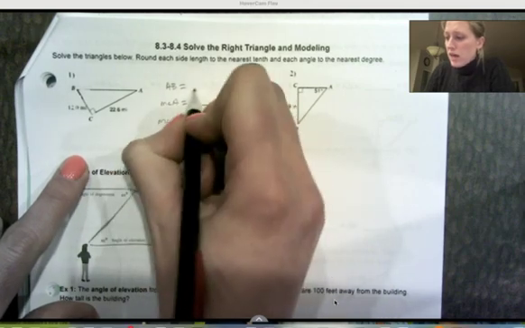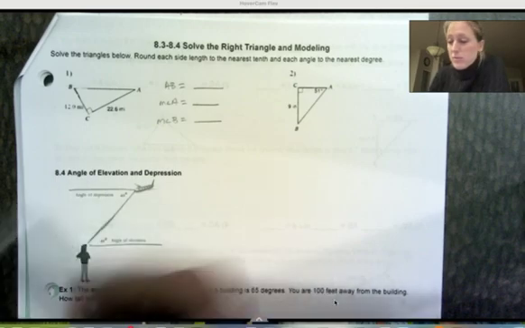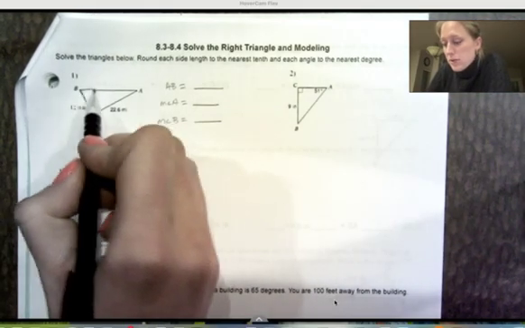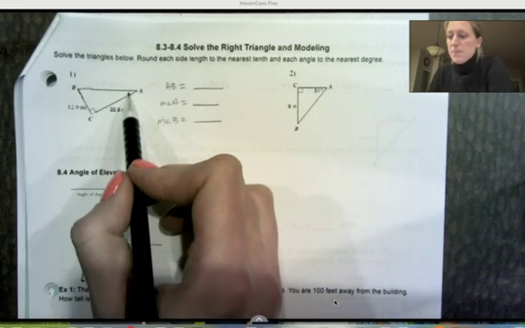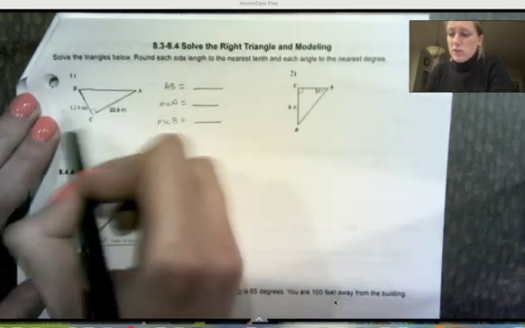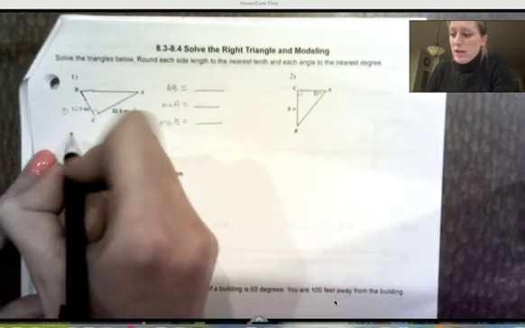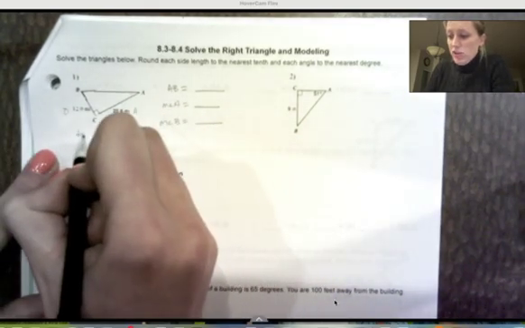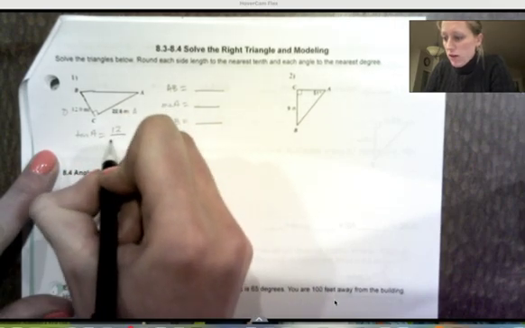For me, I like to use SOHCAHTOA whenever I can. Instead of the Pythagorean theorem, you are welcome to use the Pythagorean theorem here as well, but I'm going to start with trig. So I'm going to find an angle first, angle A. Looking at angle A, here's my opposite side and adjacent side. Opposite and adjacent is going to be tangent. So tangent of angle A is opposite over adjacent.